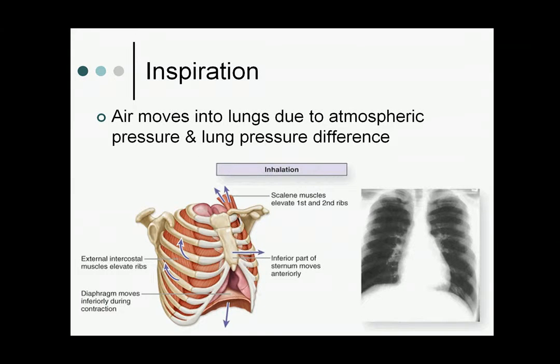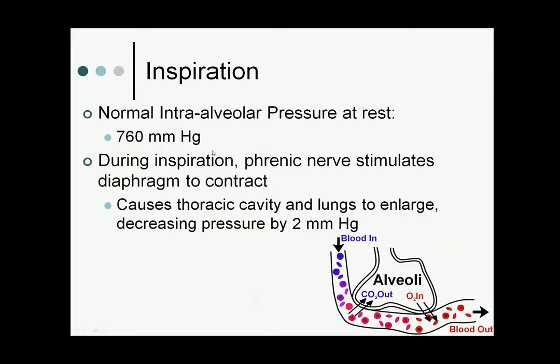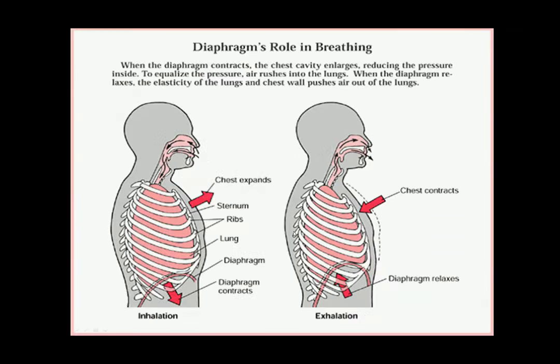Inspiration is due to lots of things. The diaphragm, ribs, muscles that are surrounding here, even additional muscles that can do forceful inhalation. The reason the air moves into the lungs is because of a slight difference in atmospheric pressure, which you'll see in just a little bit. The alveoli at rest are at 760 millimeters of mercury. During inspiration, air is going to move in, most importantly oxygen. It's going to cause a decrease in pressure by 2 millimeters, so it's not much of a difference. But we'll see that in a second.